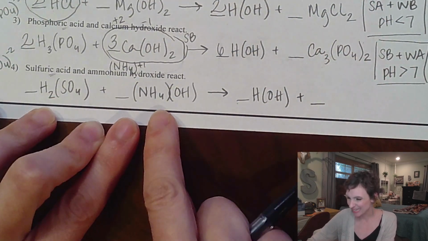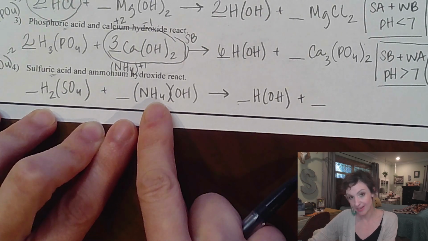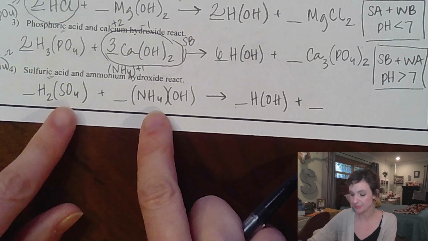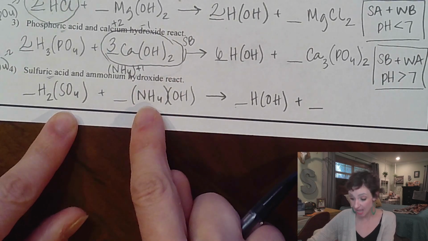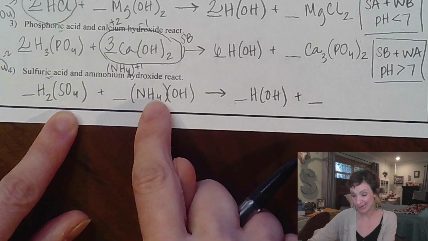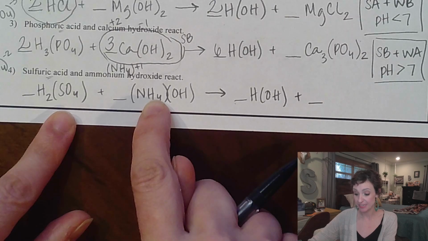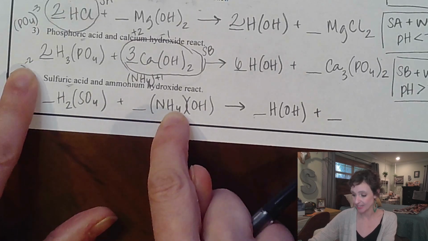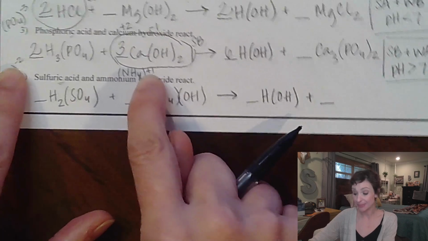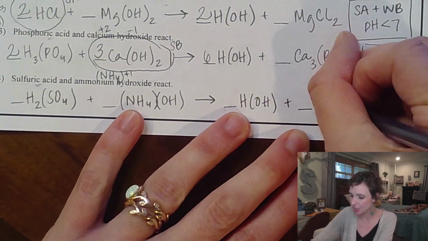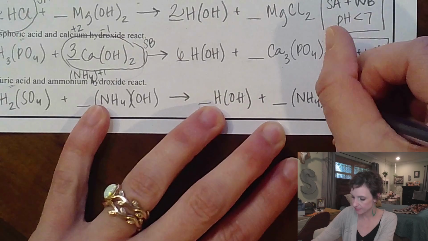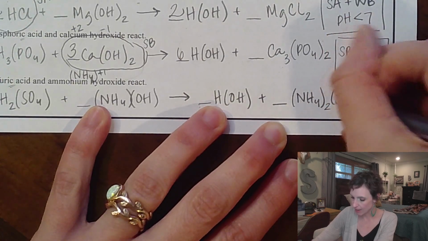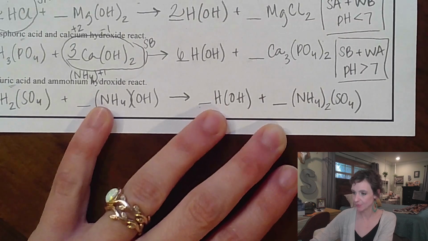Okay, and then that means my second couple that I'm making on the product side, my salt, is going to be between sulfate and ammonium. The ammonium ion's positive, so he has to be written first. The sulfate is negative, so he has to be written second. Noticing that sulfate has a -2 charge, ammonium has a +1 charge, so that means I need 2 ammoniums to neutralize that 1 sulfate. Cool.